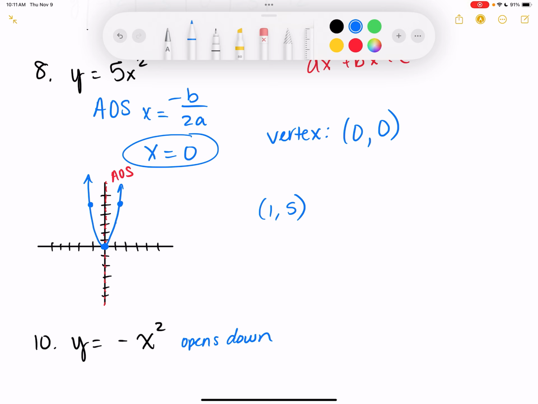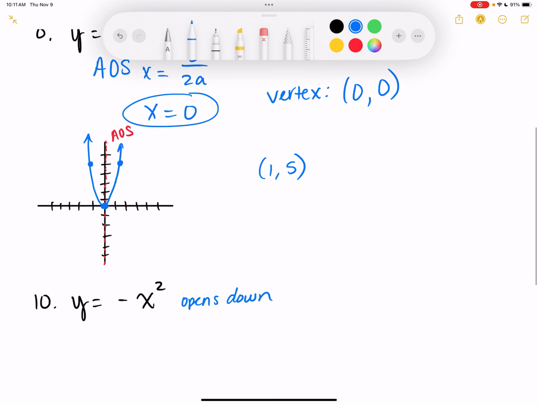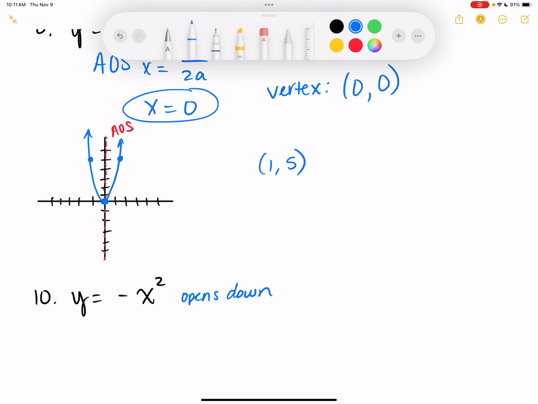So, again, I don't have a B or a C term. So what does that tell me is going to be the case for my axis of symmetry? 0. Okay, so my axis of symmetry is going to be at x equals 0 again. And then my vertex, if I plug in 0 for x, I would get what? 0. So my vertex in this case again is going to be at 0, 0. So I'm going to set up my graph.